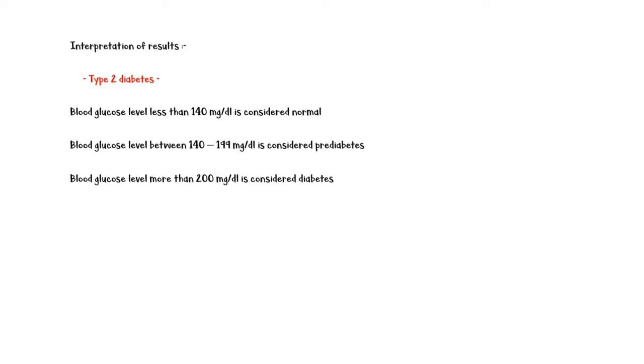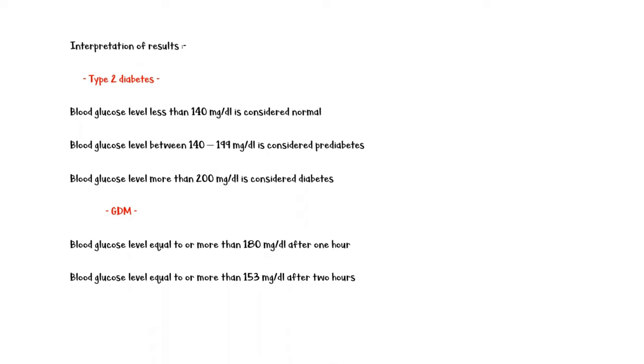A diagnosis of gestational diabetes can be made if one of the following criteria is met. Blood glucose level equal to or more than 180 mg per deciliter after 1 hour following the oral glucose load, or blood glucose level equal to or more than 153 mg per deciliter after 2 hours following the oral glucose load.